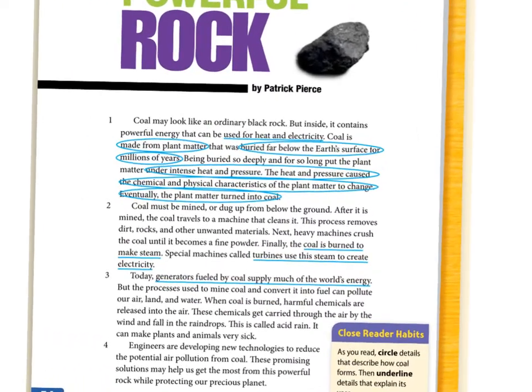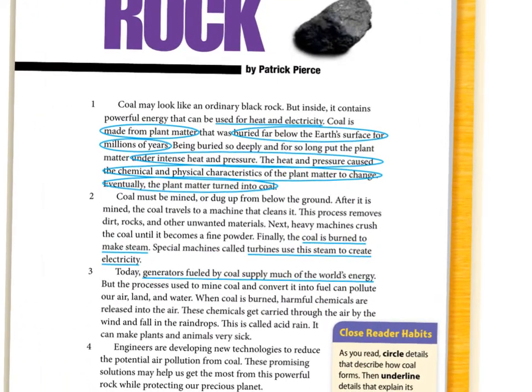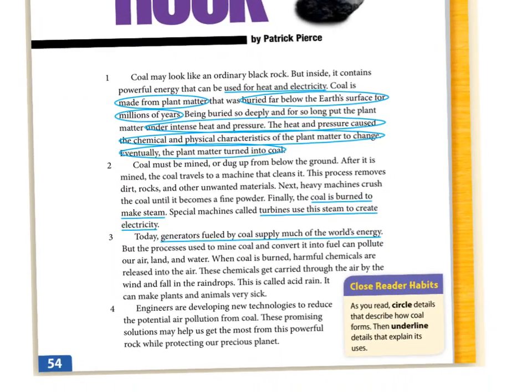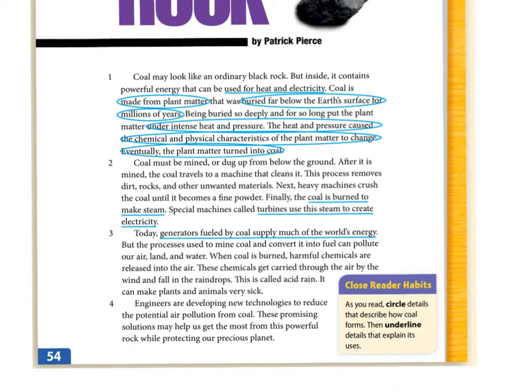A Powerful Rock by Patrick Pierce. So fill in my blank using your chat. Coal may look like an ordinary black rock, but instead it contains powerful energy that can be used for heat and electricity. Coal is made from plant matter that was buried far below the Earth's surface for millions of blank. Good job. And the best answer is years.